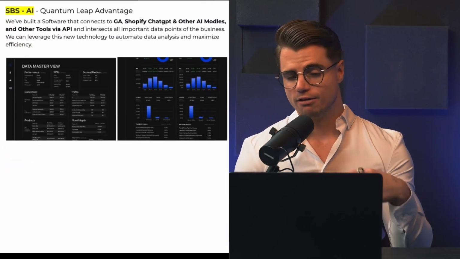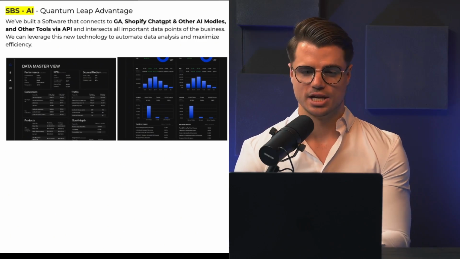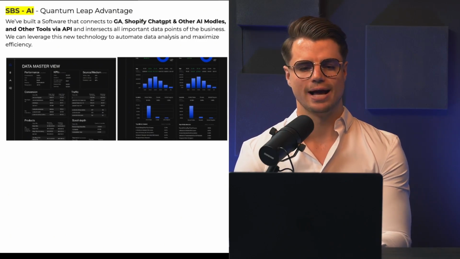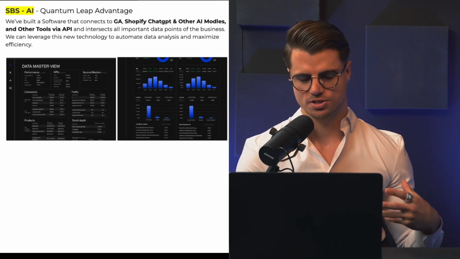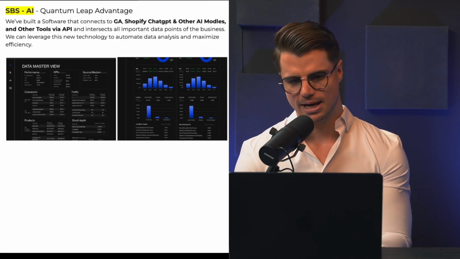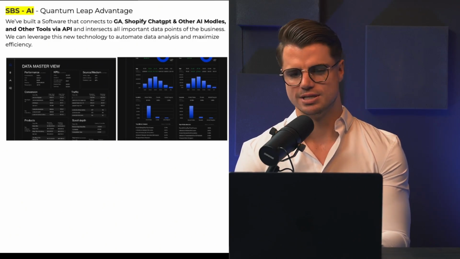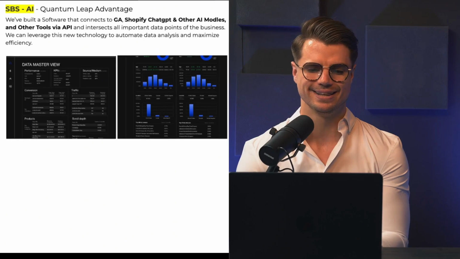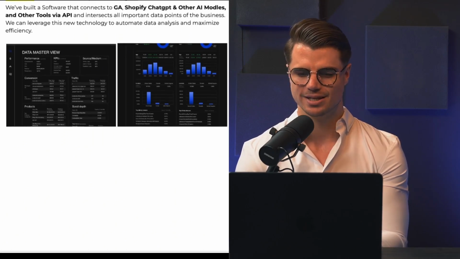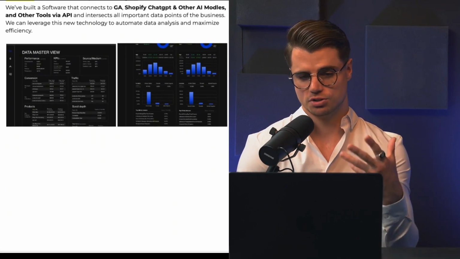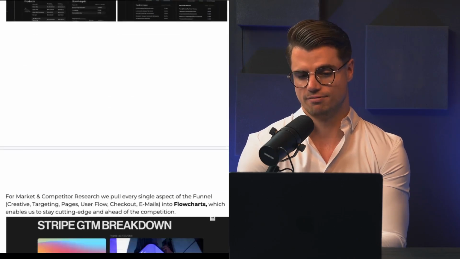And we have built a software that connects basically GA, Shopify, and ChatGPT and other AI models into the process for the tools. Now, via the API, and it intersects all the important data points of the business, we can leverage this new technology to automate the data analysis and to maximize the efficiency.